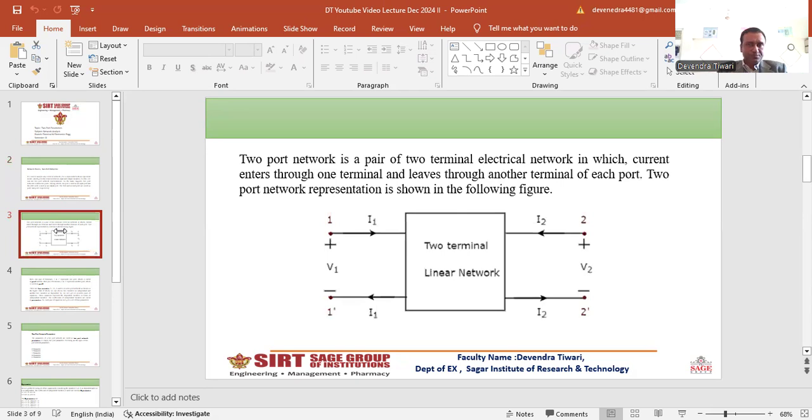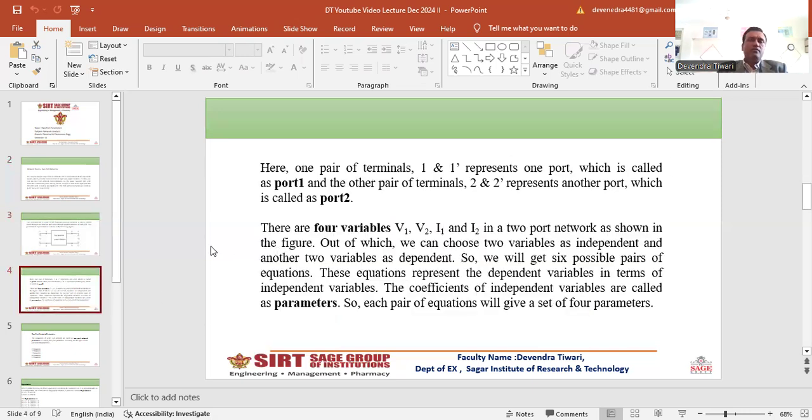Go to next slide. As you see here, a two-port network is a pair of two-terminal electrical networks in which current enters through one terminal and leaves through another terminal or other port. Two-port network representation is shown in this figure. This is port 1, this is port 2, and these are V1, V2, I1, and I2, the current and voltage relations. In the previous circuit, one pair of terminals is given as 1 and 1 dash, which is the first port, and the other is given as 2 and 2 dash, which represents the second port.